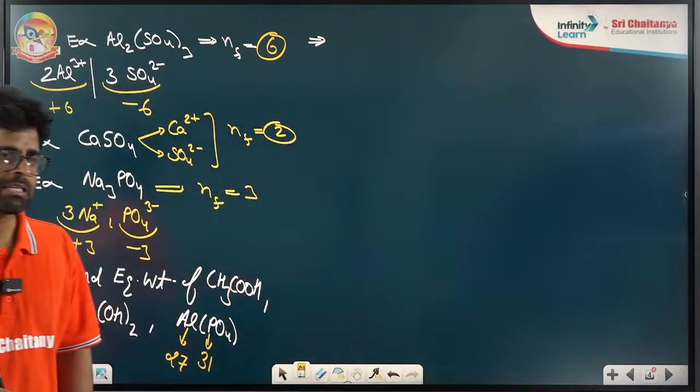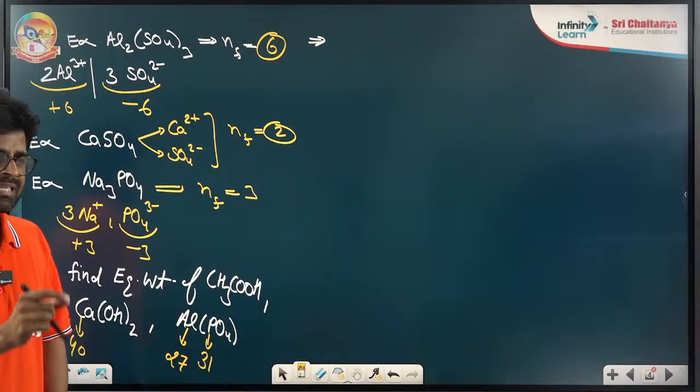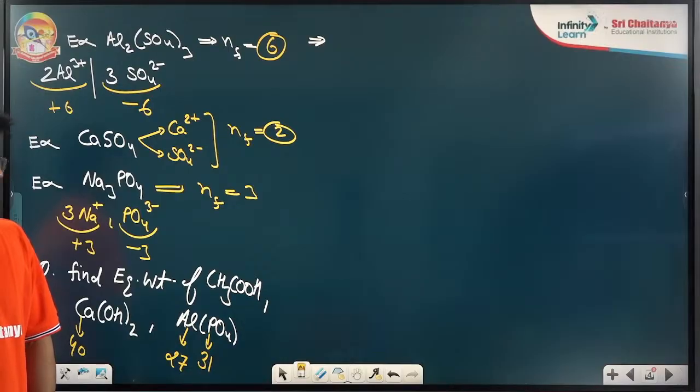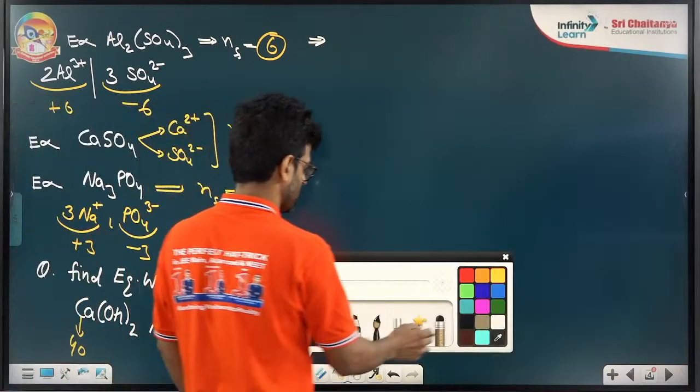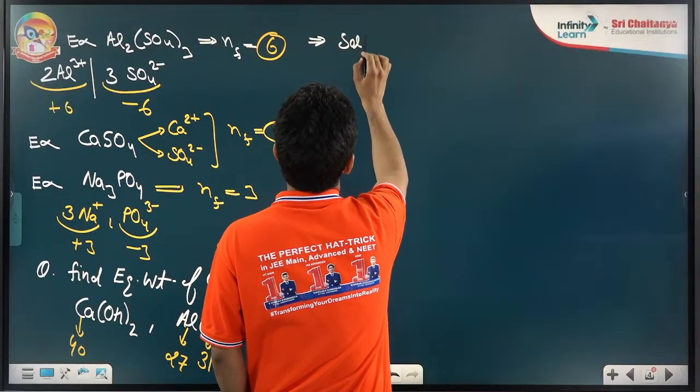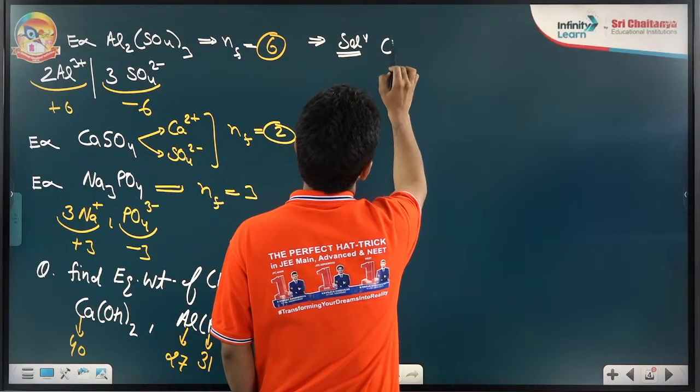Find the molecular mass first of all and then divide by its N factor, right? Clear? Move step by step.